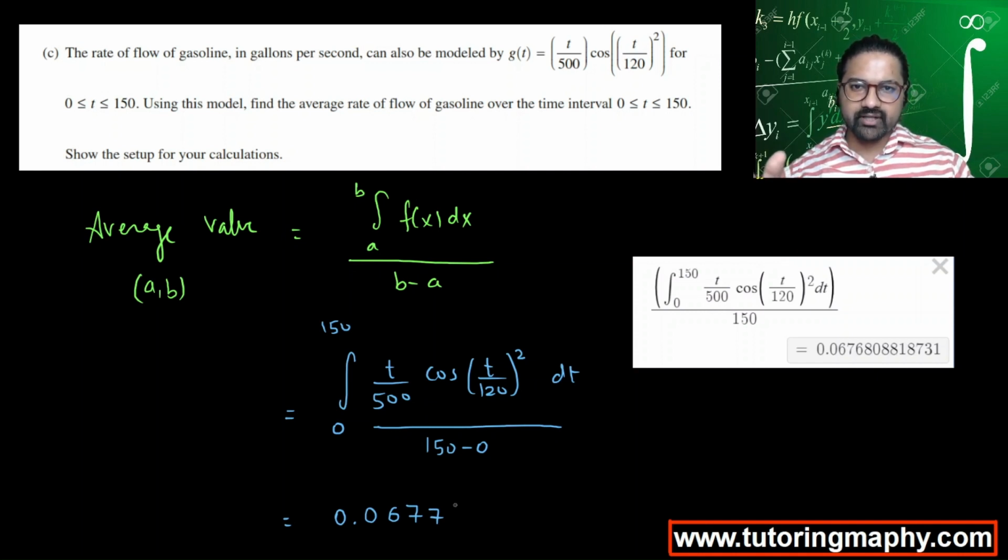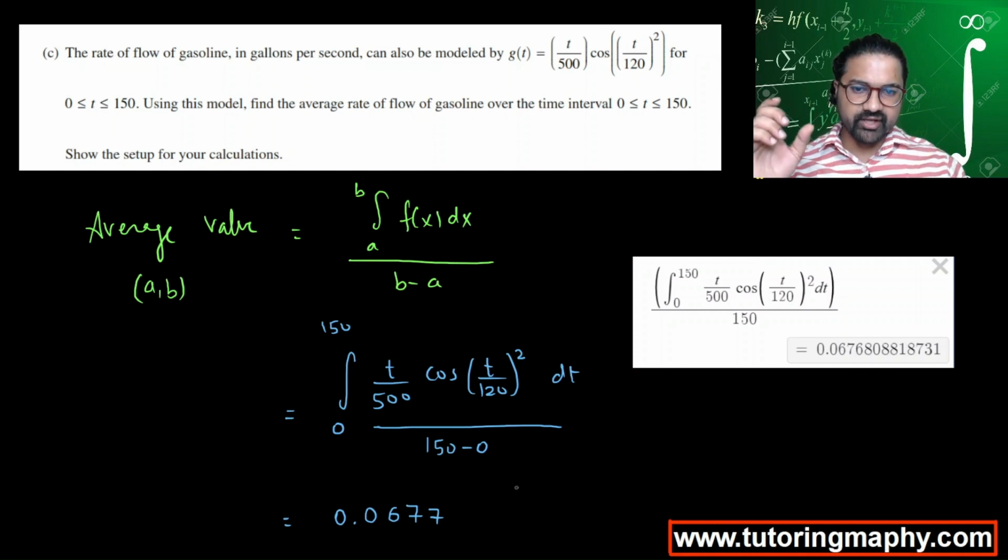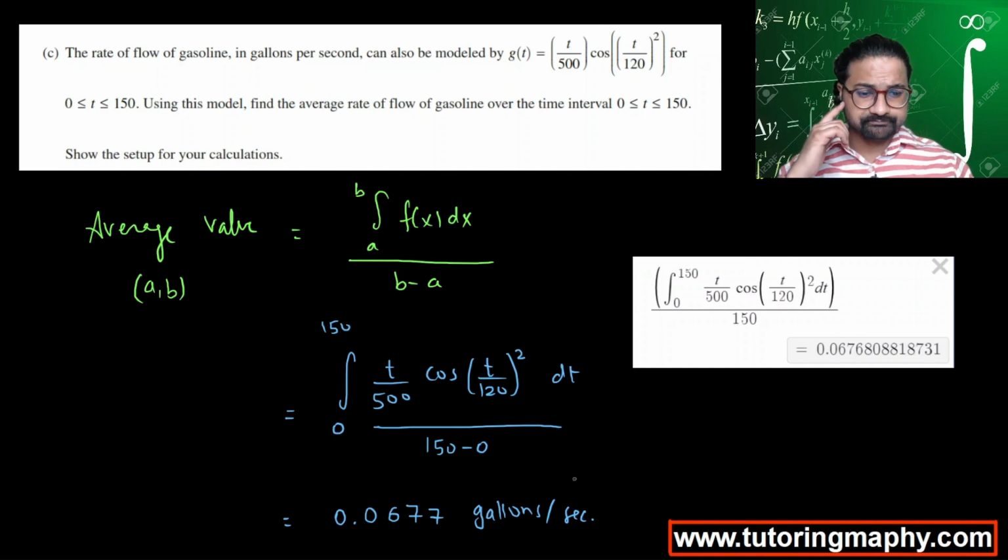Using this model, find the average value. So this is the average value, the rate of the flow of gasoline. Yes, average rate of flow. This is the average rate of flow of gasoline. So obviously the unit is going to be gallons per second. This is going to be the unit. So this is how we solve it.